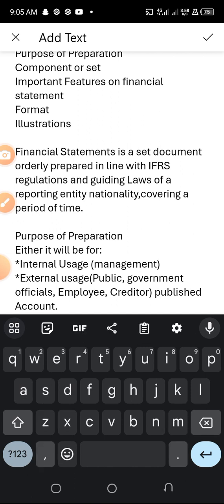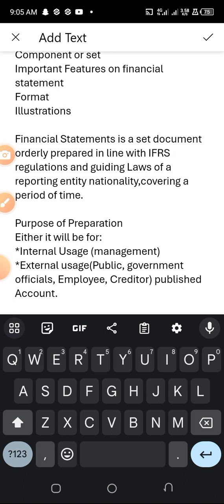So our focus in this context of teaching will focus on external usage. Of course, both preparations follow the same line, the same format, as it were. You understand? So let's move ahead.